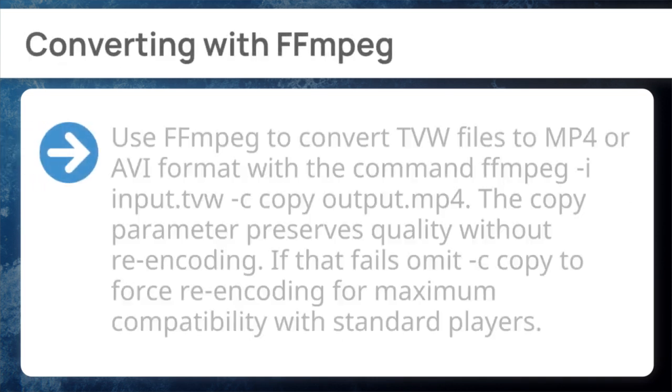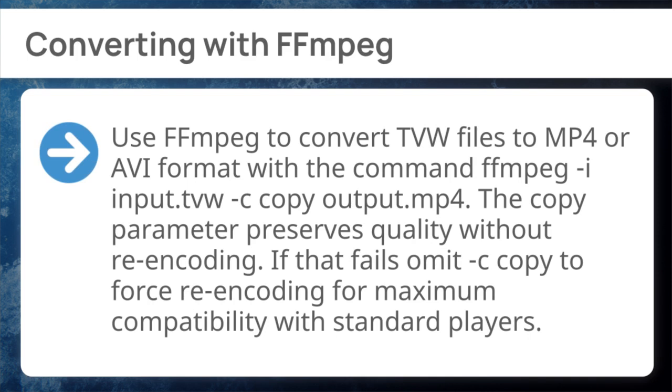Finally, converting with FFmpeg. Use FFmpeg to convert TVW files to MP4 or AVI format with the command ffmpeg -i input.tvw -c copy output.mp4. The copy parameter preserves quality without re-encoding. If that fails, omit -c copy to force re-encoding for maximum compatibility with standard players.